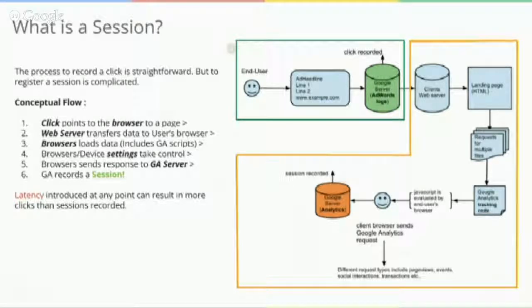So basically, a click is recorded when somebody actually clicks on the ad. AdWords knows that's a click. But then in between when that click happens and when GA records a session, there are a lot of different steps, and there are a lot of things that could potentially happen in any one of those steps that may cause some discrepancies between our clicks and session numbers.